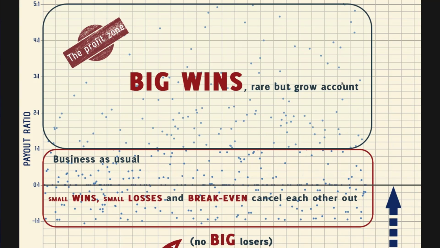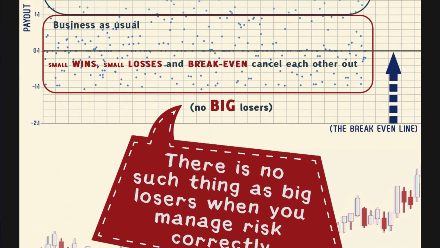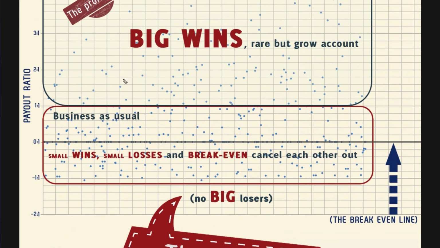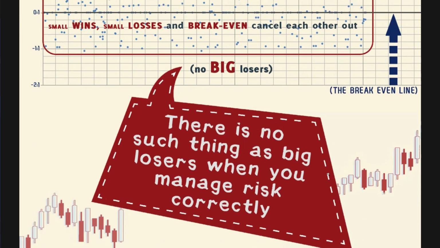If you haven't done this, do a scatter plot and see, do you have trades down here, like losing more than 1 to 1? Because there should be no such thing, right? There is no such thing as big losers when you manage risk correctly, you should never have anything down here, right? It's non-existent. So if that's the case, then there's no counterparty. These are all profits, right? Because these guys have canceled each other out. All right, so that's outcomes.